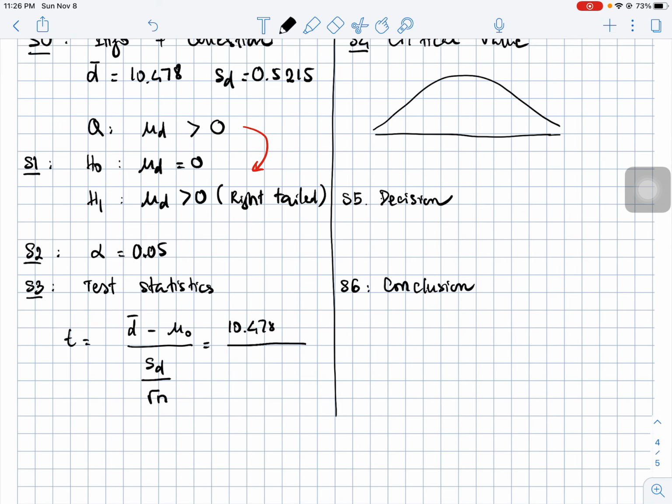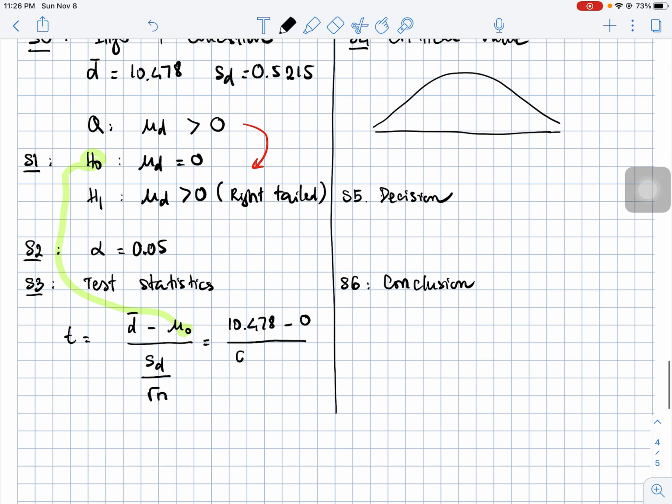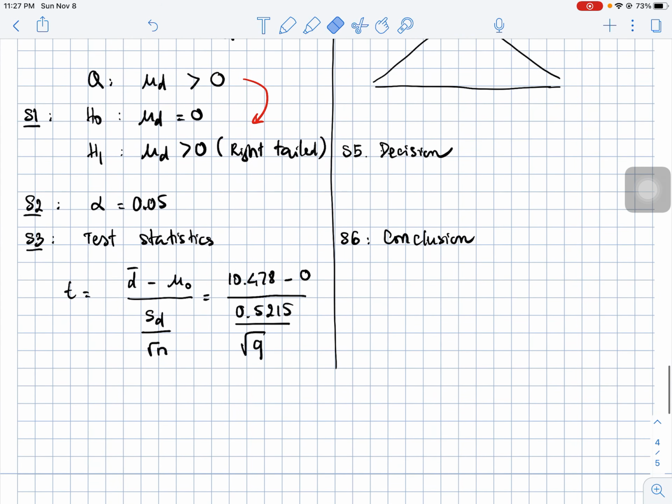Now, step number 3, we calculate the test statistic. We input the 10.478 for D bar minus mu naught. Now we look at the null, and under the null, we assume that it equals 0. So minus 0. SD is 0.5215, divided by the square root of 9, because we have 9 samples. And the answer we will get for T is 60.28.